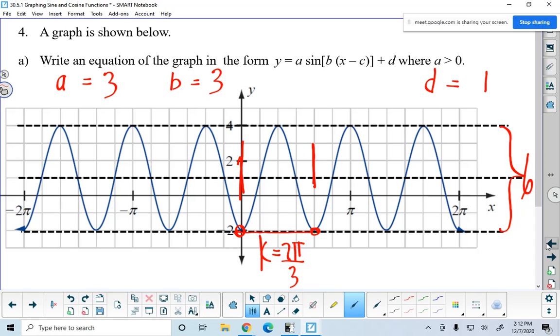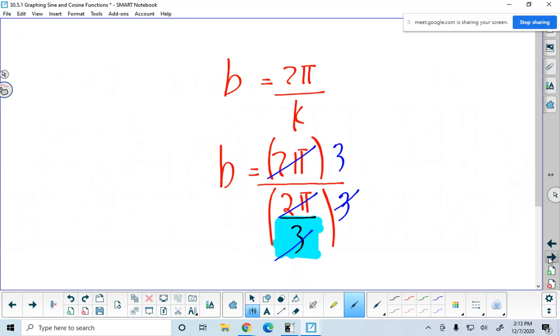So are we okay with everybody that A is 3 and D is 1? Those are the two big ones. We okay with that? Any questions with those? Are we okay with my explanation of how I found B? I look at the graph to determine the period, and I put the period into that formula, 2 pi over k equals b. Any questions with getting b equals 3?